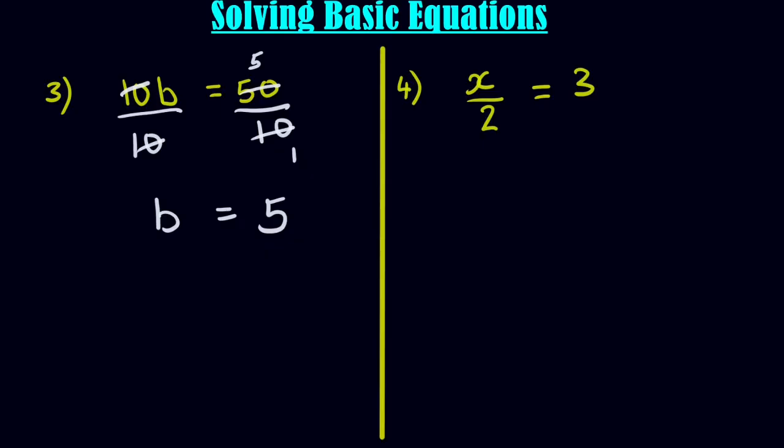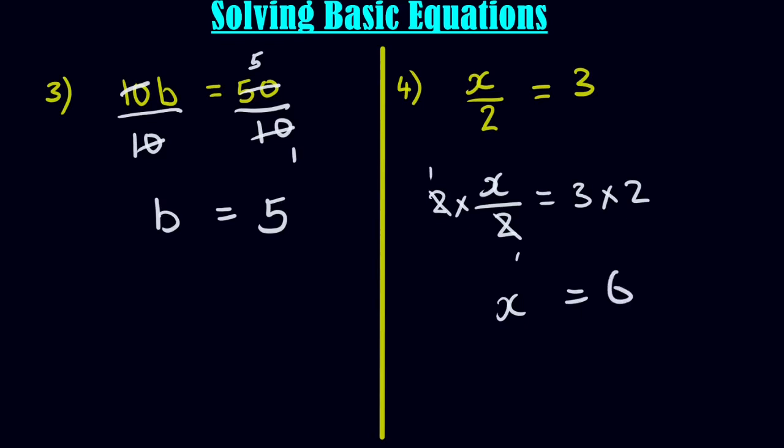Just as with previous questions, we want to get x, but we have a 2 dividing the variable. So the opposite operation of division is multiplication. Therefore, we need to multiply both sides by 2. The 2s will cancel themselves, so we're left with x on the left-hand side. And 3 times 2 is equal to 6.